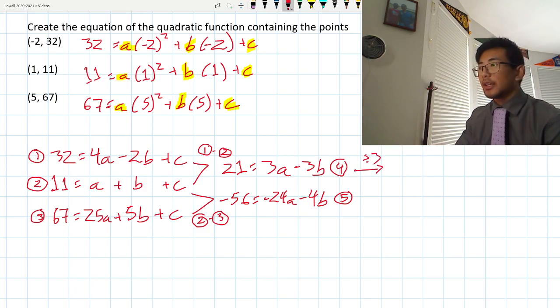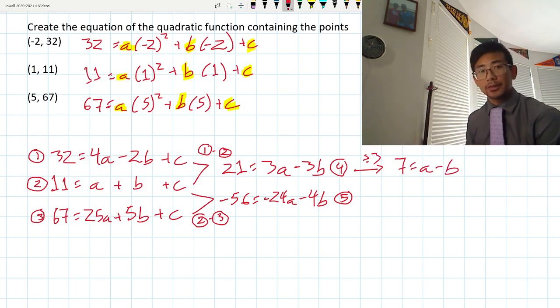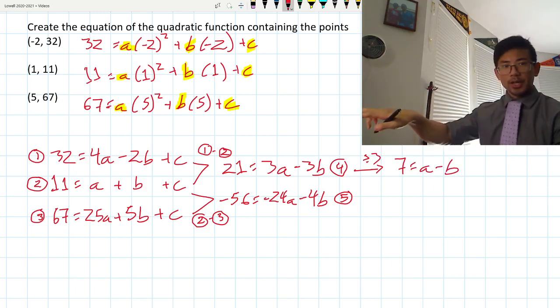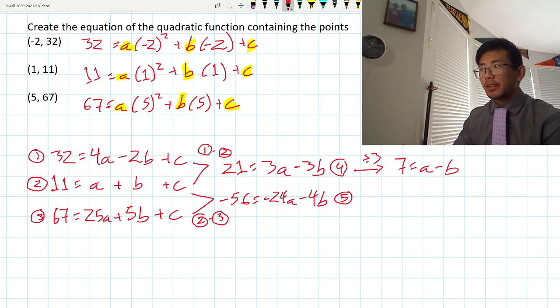Divide by 3, leaving us with 7 equals a minus b. That looks a lot cleaner now. Similarly, in the bottom one, I could divide them all by negative 4, and it could be 4 or negative 4. I like to divide by negative 4 because I like to subtract my equations sometimes, or add them. It just depends on how you like to do it. It doesn't really matter. You do what feels more comfortable to you.